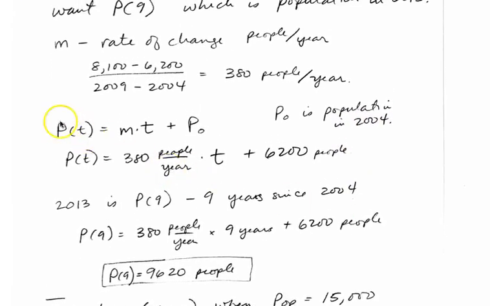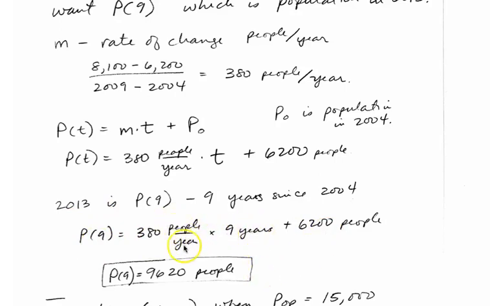So let's see what we've got here. Now, at this point, we've got it all set up. Now we just need to execute the numbers. So 2013 would be P9. So T is equal to 9, right? And that's the answer. When we plug it in here, we find P9 is equal to, we're about to find what the output is based on that input. 380 times 9 plus 6,200. I'm going to stay with our units.